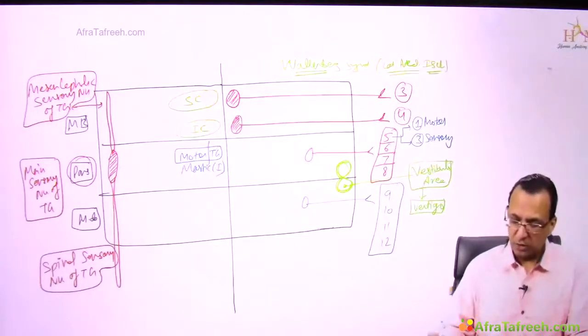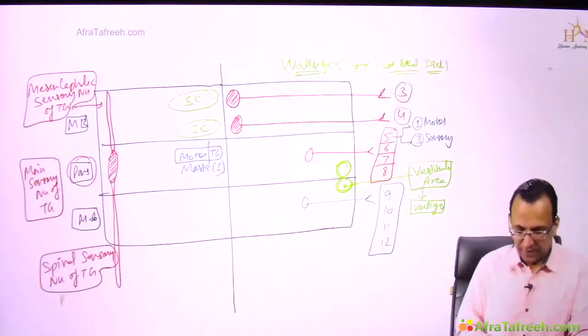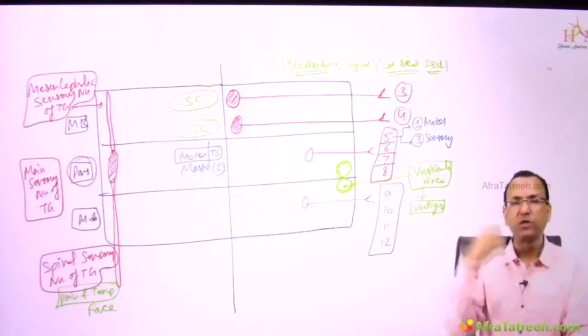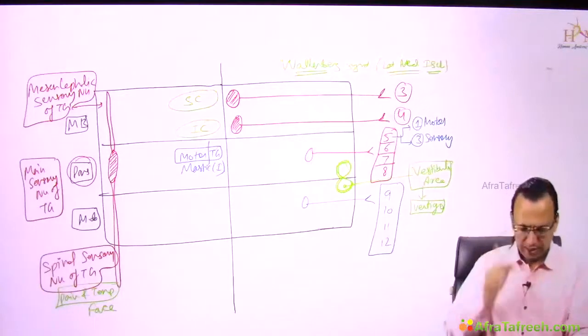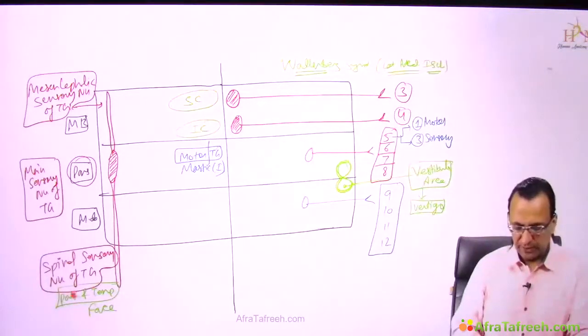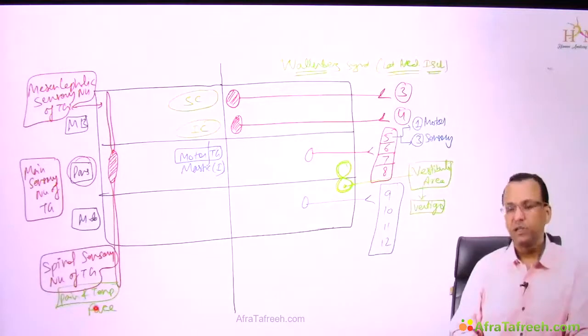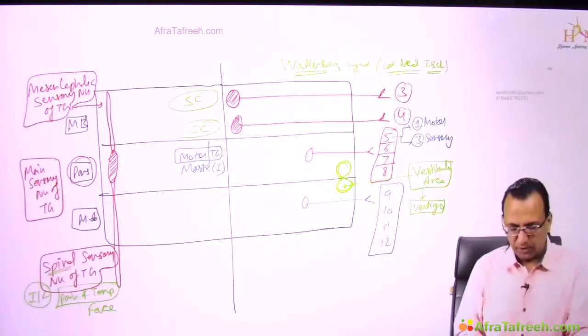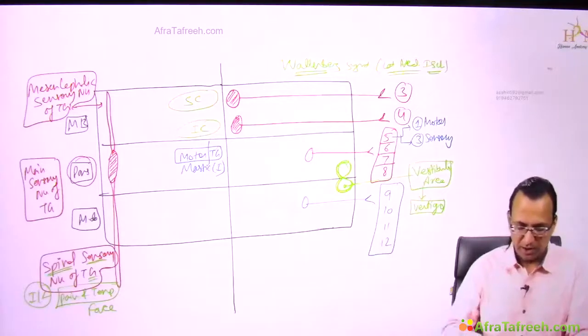Actually, what it will receive is pain and temperature of the same side of the face. You mean to say pain and temperature of the same side of the face will go to the same-sided nucleus? Yes, ipsilateral. Ipsilateral sensation goes to the spinal sensory nucleus of trigeminal. They'll reach here.